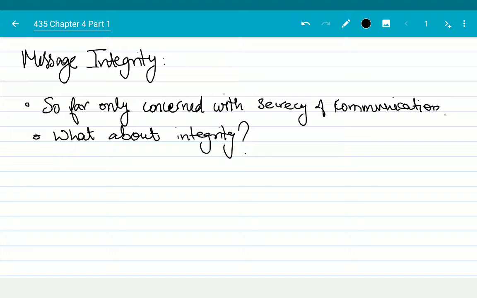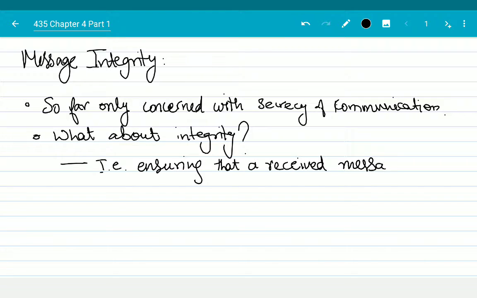We need to make sure that we have some idea of what we mean by integrity, right? So one of the first major things that we care about with integrity is that the message should have come from the party. Even if we have an adversary who is interfering with the channel of communication, we should have some way of verifying that the messages are correct. I.e., ensuring that a received message originated from the intended party and was not modified.